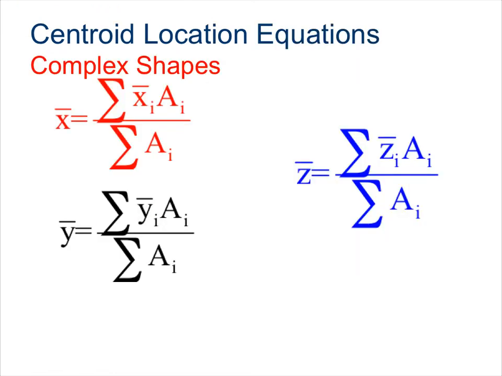So again, just to reiterate how to find the centroid of a complex shape, to find X bar, you're going to take the horizontal distance from the centroid to the y-axis of each simple shape, multiply it by its respective area, and add those values together. And then divide it by the sum of all the areas of those simple shapes. And then you can do that same process to find the Y bar and Z bar of a three-dimensional shape. For our class and its purposes, we're going to look at just two-dimensional shapes using both X bar and Y bar.